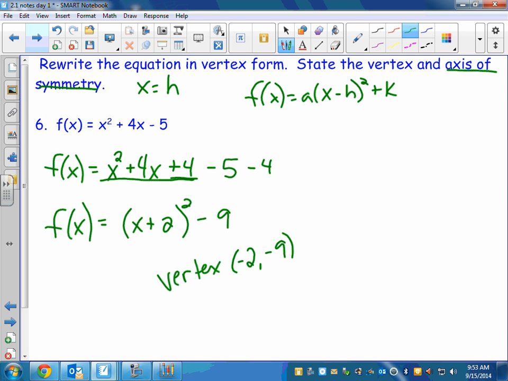The axis of symmetry is always x equals h. It's an equation, not a number, so we would say x equals negative 2. It's like that line that cuts it in half. Here's where we had to find that last year. An easier way? No, a harder way. That was like negative b over 2a. It's in standard form.